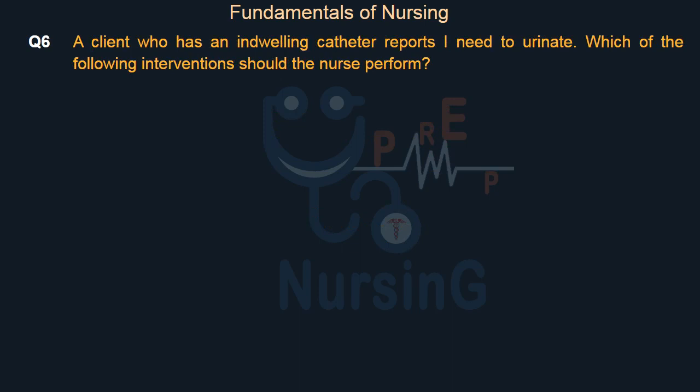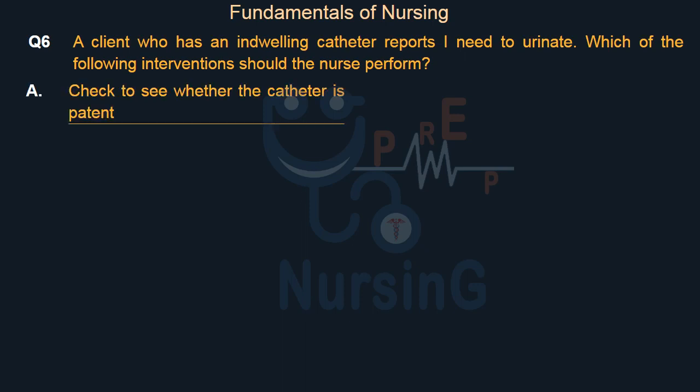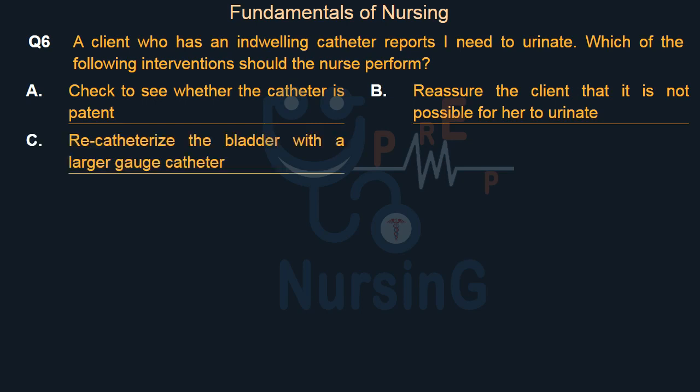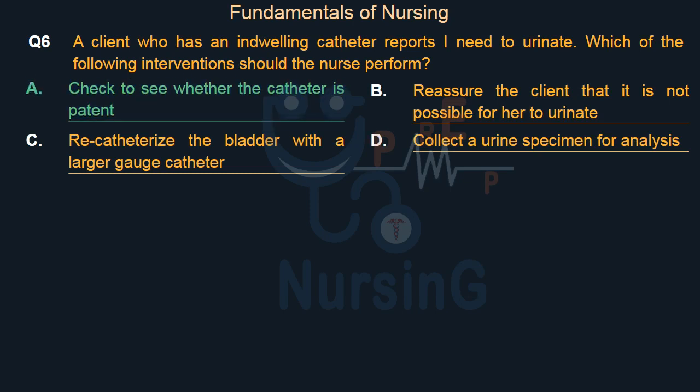A client who has an indwelling catheter reports, "I need to urinate." Which of the following interventions should the nurse perform? Option A. Check to see whether the catheter is patent. Option B. Reassure the client that it is not possible for her to urinate. Option C. Recatheterize the bladder with a larger gauge catheter. Option D. Collect a urine specimen for analysis. Right answer is Option A.